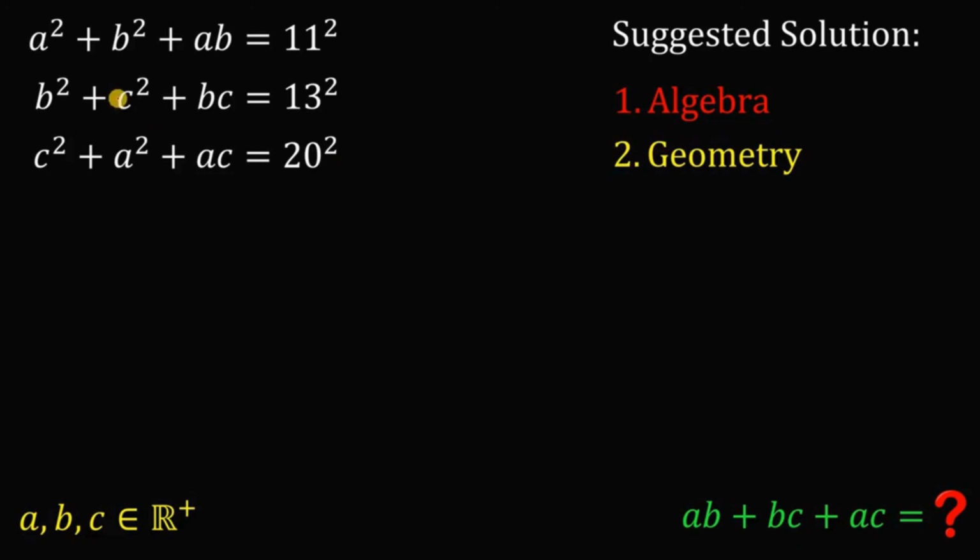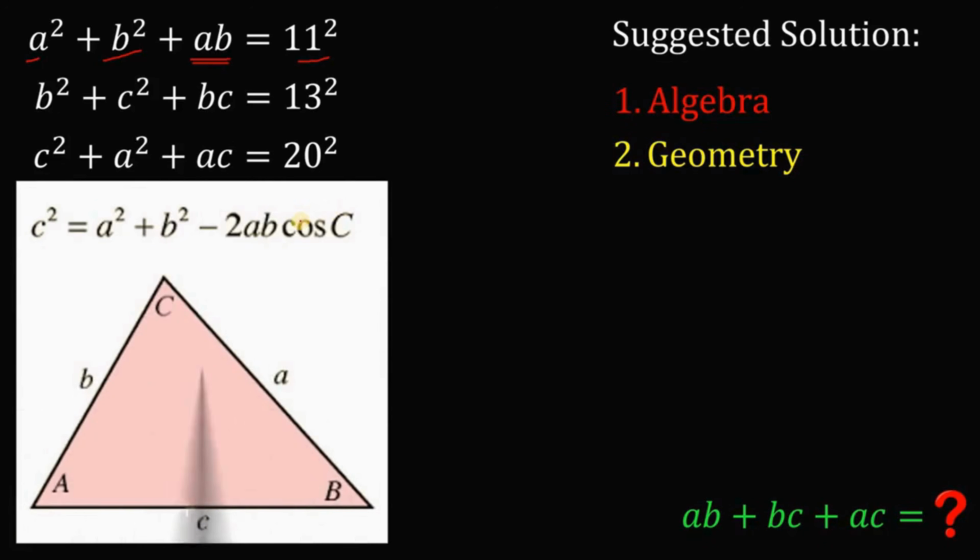We cannot use the Pythagorean theorem because we have A squared plus B squared and C squared, three square numbers, but we have an extra expression AB. So the Pythagorean theorem is not that helpful to this kind of situation. But take note, aside from the Pythagorean theorem, we also have what we call the cosine law.